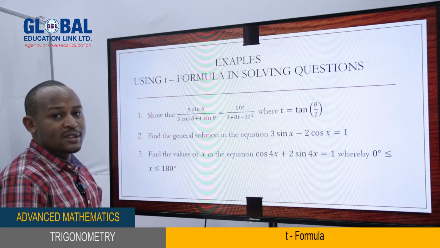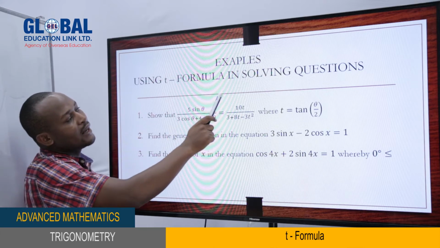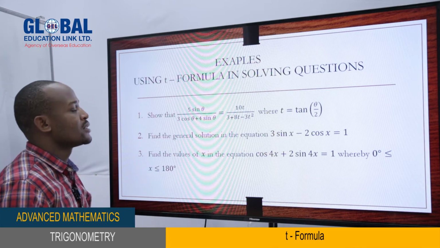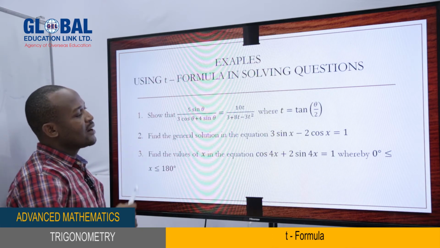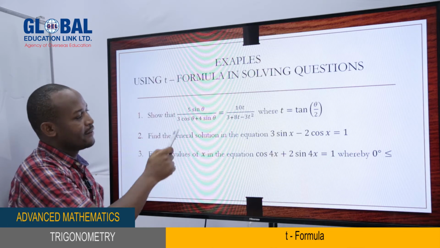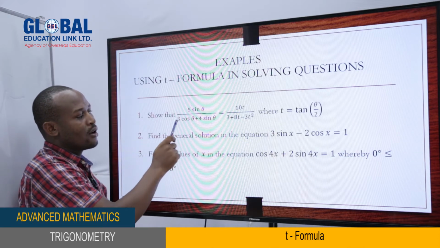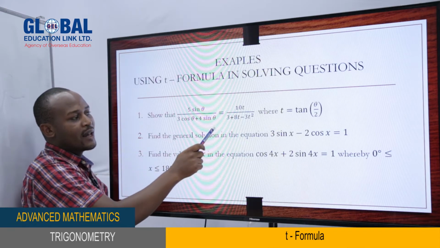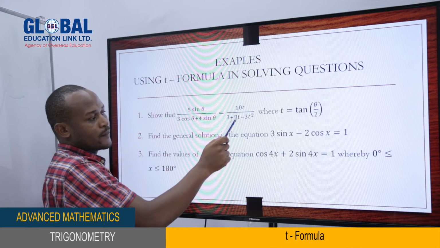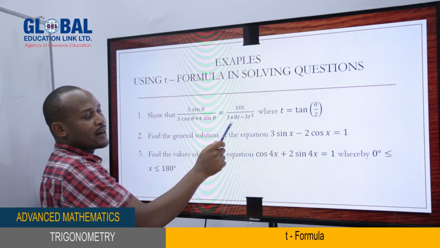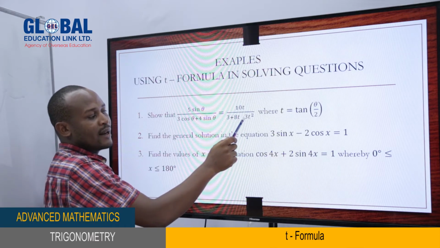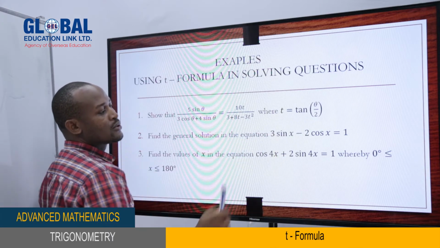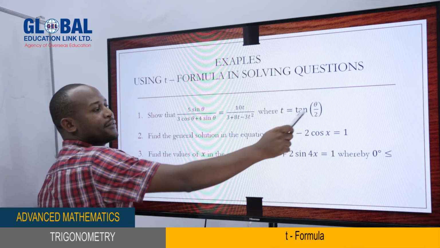Okay, now we have examples, and we are told to use the T formula in solving the questions, or the equations. Question number 1 says, show that 5 sine theta over 3 cos theta plus 4 sine theta is equal to 10t over 3 plus 8t minus 3t square, where t is equal to tan of a half of theta.